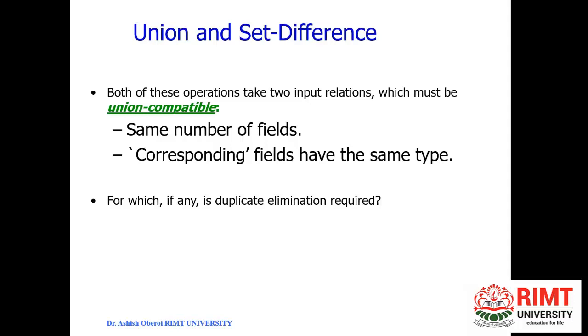If you find sometimes that these two relations are not union compatible, it means you just straight away write as the answer that these two relations are not union compatible, hence we cannot apply union and set difference. This will be your simple answer, and you will get 5 out of 5 marks or whatever the marks given in the examination. Clear? So before we do union as well as set difference, we must check whether these relations are union compatible or not.